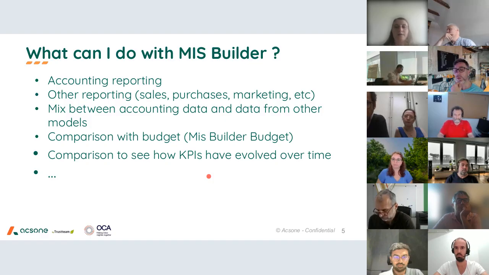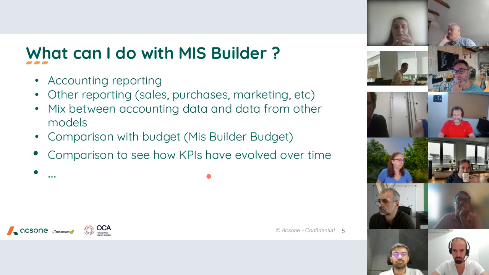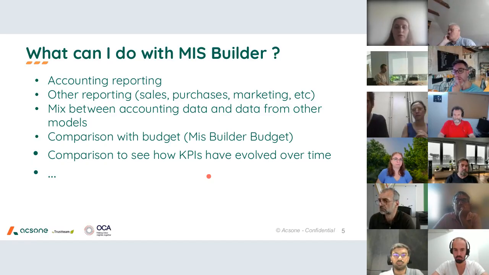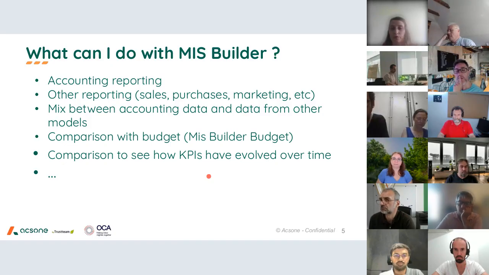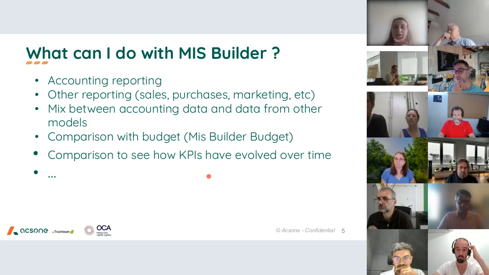So now what can I do with MIS Builder? You can do different things. First is the accounting reporting. For example, you can make a profit and loss, balance sheet, tax report, so all the legal reports. And there are some specific modules for legal reports for specific countries. For example, there is a module in the OCA, the Belgium MIS Builder template, and that creates in MIS Builder all the legal reporting for Belgium.